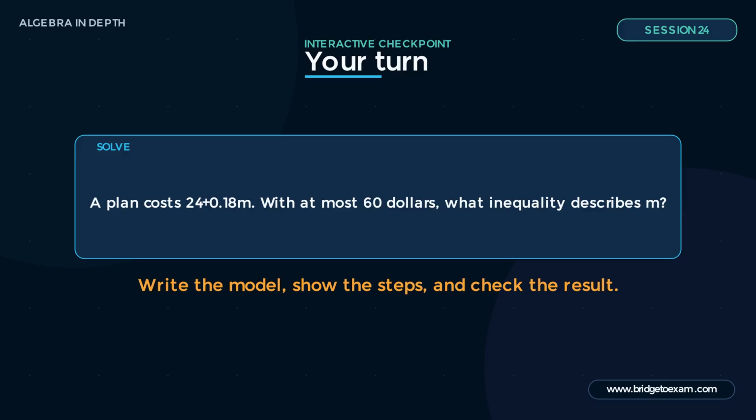Now it is your turn. A plan costs 24 plus 0.18m. With at most $60, what inequality describes m? Pause, write each algebra step, and use the next 6 seconds to finish your solution.